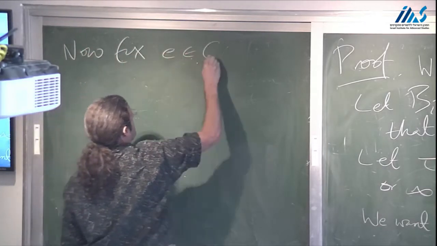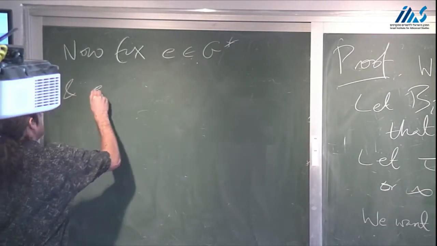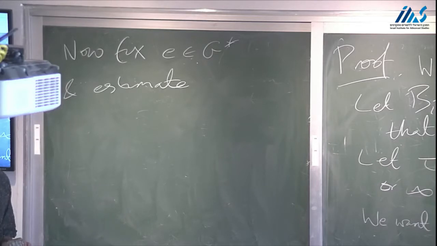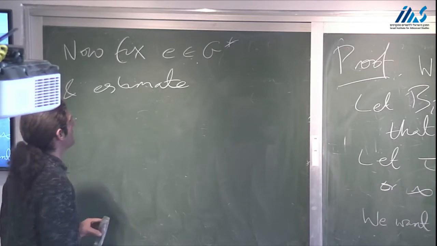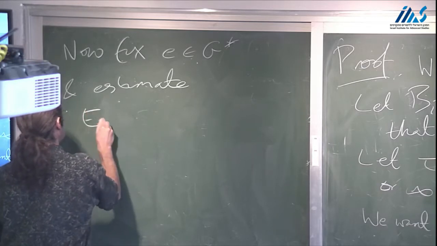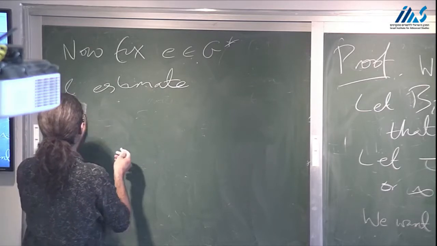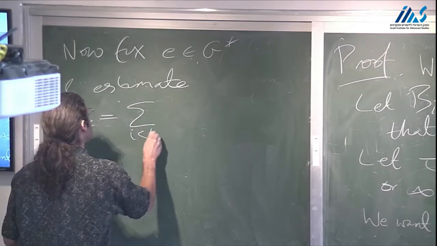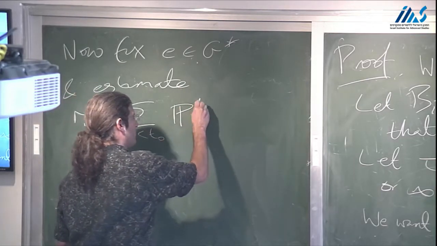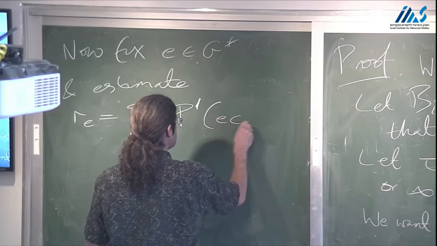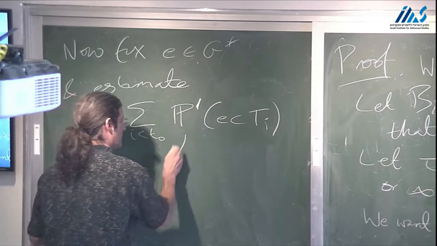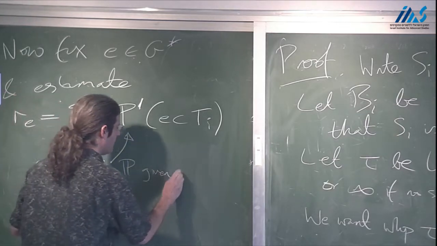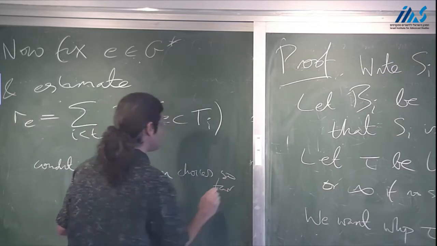So now we'll fix any E in G star and estimate. I want to estimate a sum of conditional probabilities. So at each step, the probability that I cover E. So sum over I. Let's give some notation for it. Call this one R_E. So that is the sum over I less than t0 of the probability prime that E is contained in T_I. By this I mean the conditional probability, given choices so far.